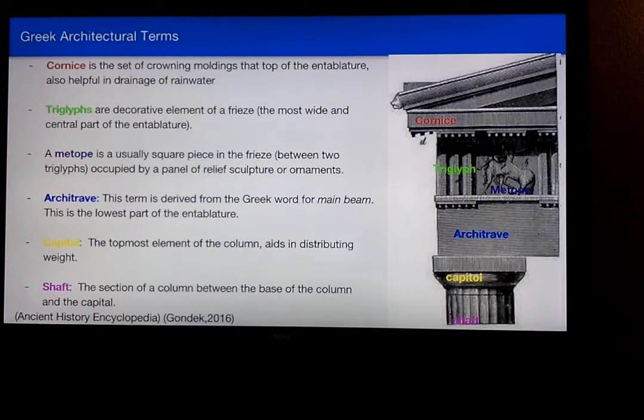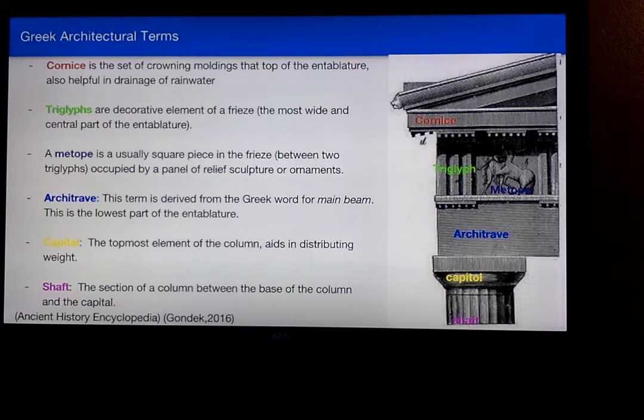rainfall. Triglyphs are decorative elements of a frieze, and the frieze is the most wide and central part of the structure. A metope is a usually square piece in the frieze and is occupied by a panel of relief sculpture or ornaments. An architrave is a term that derived from the Greek word for the main beam, and this is the lowest part of the structure.